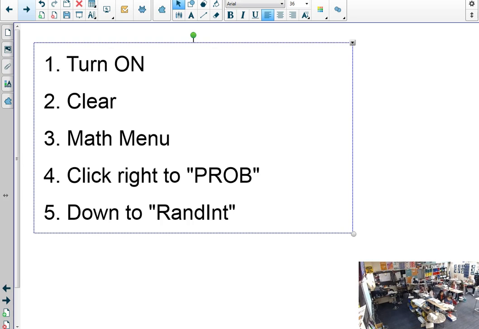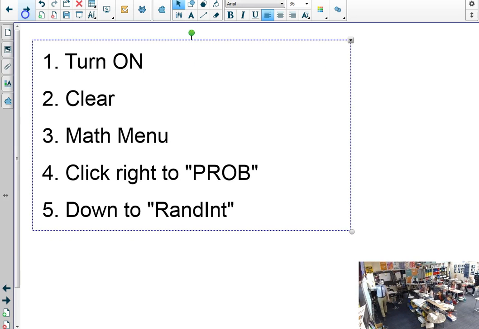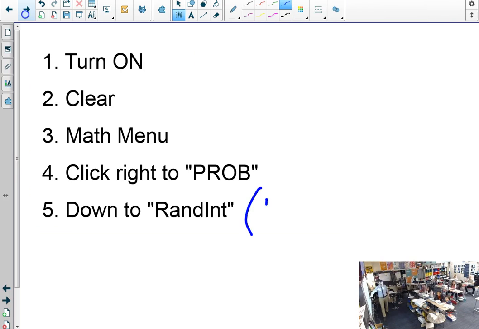If you have a black calculator, I'll come around and help you. You should get 5 numbers in a little set symbol. It should look like randInt. I'll write it up here. So you should have randInt, and then 1, comma, 20, comma, 5.